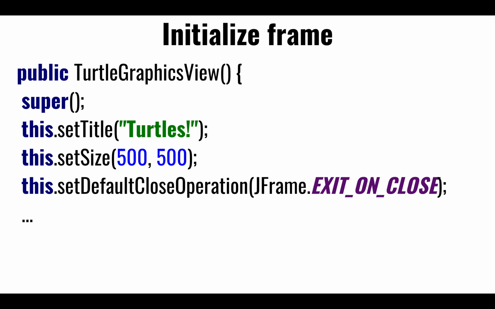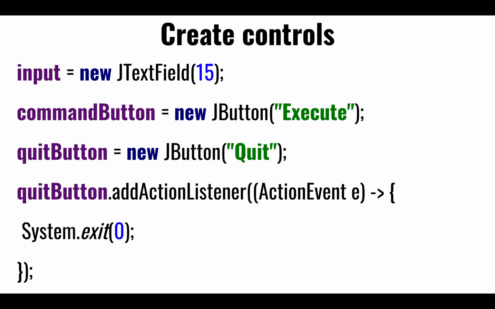Right. So as a constructor, we set the size of the window. We set the title at the top of the window, and if they click on the X of the window, by default we're just gonna close and exit and kill the program. And so within the constructor, we also initialize all the different components that we need. Right, we need the input field. We need two buttons, the command button.